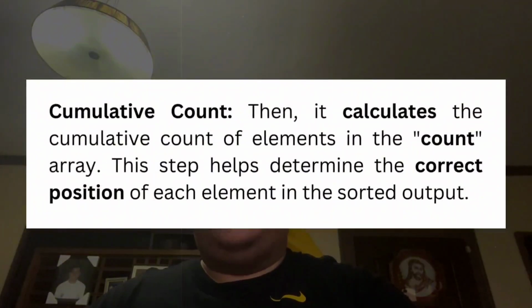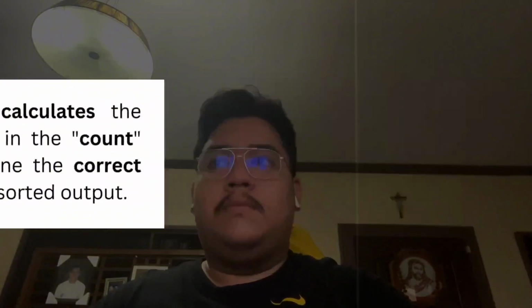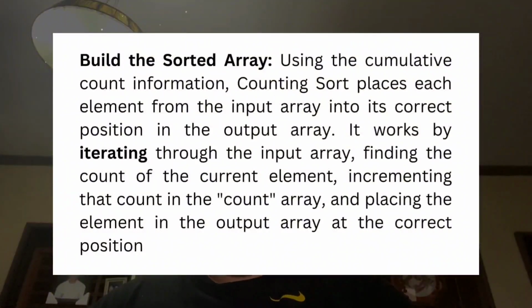Cumulative count: then it calculates the cumulative count of elements in the count array. This step helps determine the correct position of each element in the sorted output. Build the sorted array: using the cumulative count information, counting sort places each element from the input array into its correct position in the output array. It works by iterating through the input array, finding the count of the current element, decrementing the count in the count array, and placing the element in the output array at the correct position.